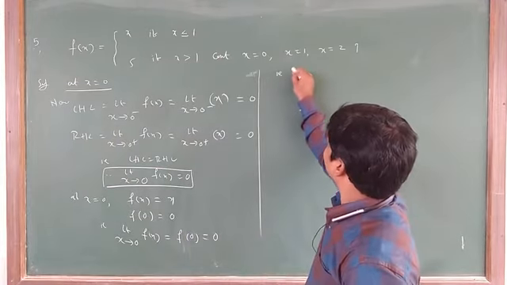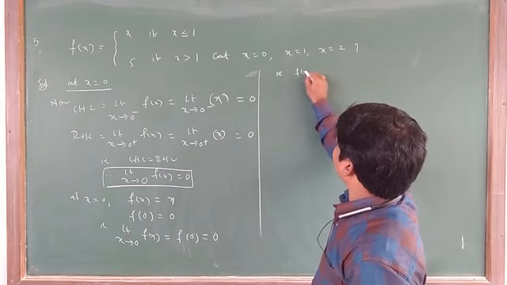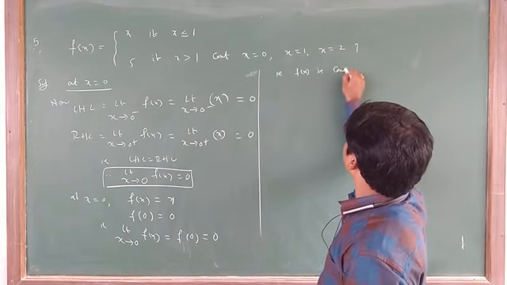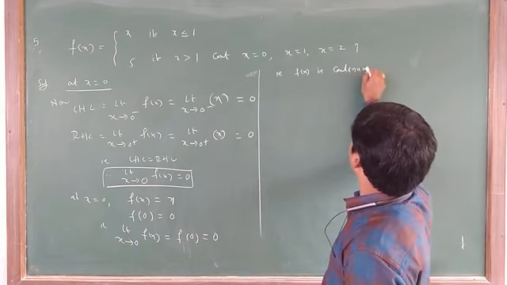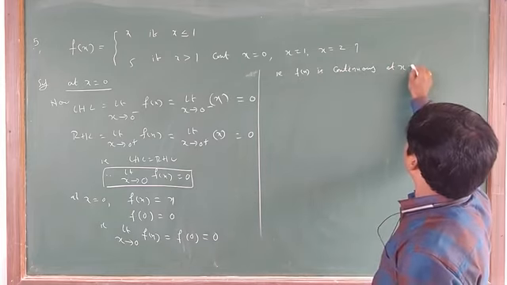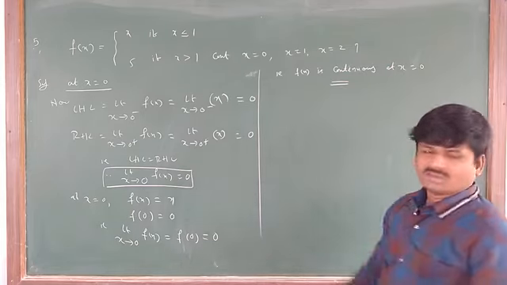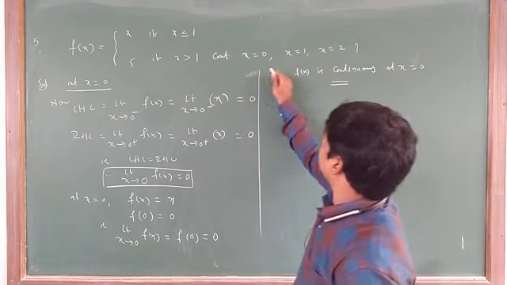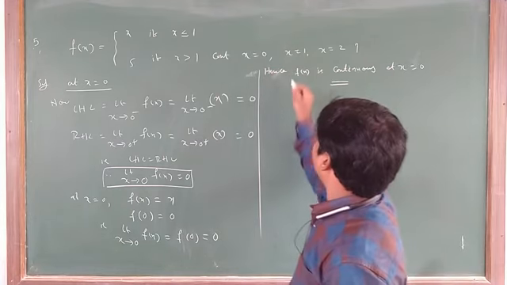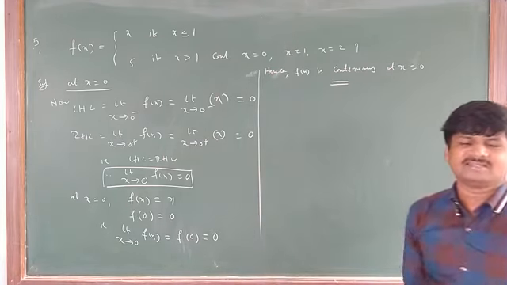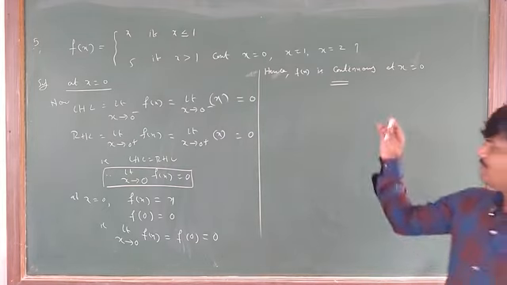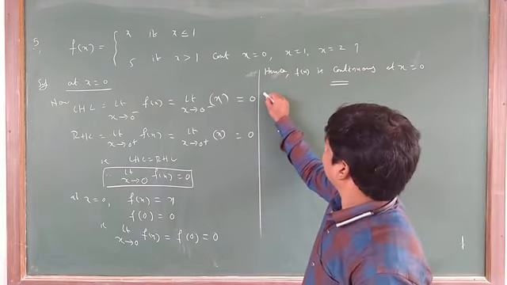That is, f of x is continuous at x equal to 0. Hence f of x is continuous at x equal to 0. Understand? Same way, next question.